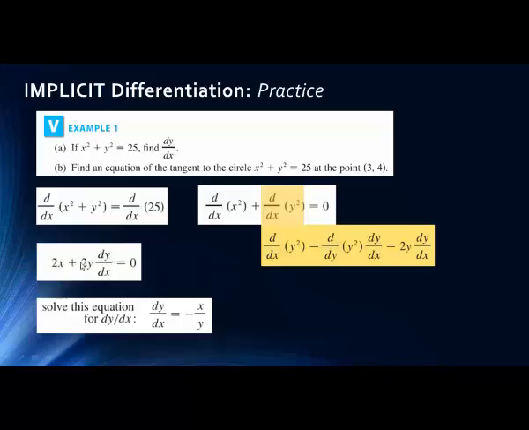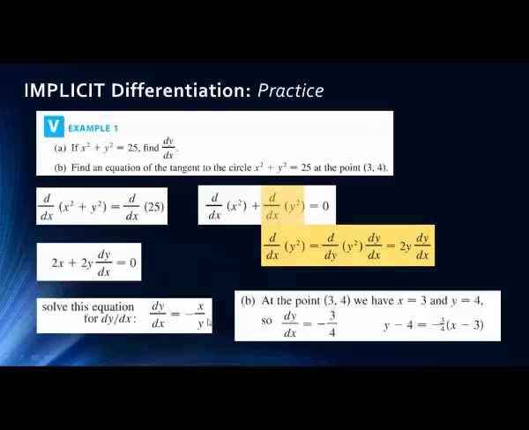Again, 2y dy/dx equals negative 2x, by putting it on the other side, and then dividing negative 2x by 2y, I get negative 2x over 2y, and the cubes cancel out. Okay? So this is our answer for A, find dy/dx.